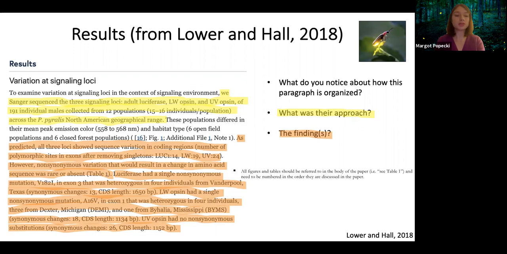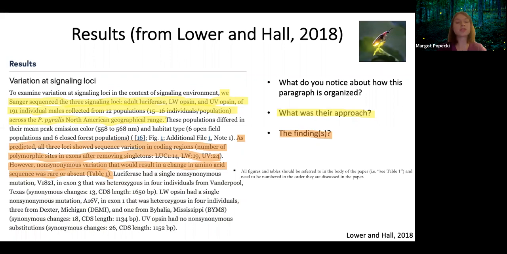But I'd like to point out to you how these findings are organized. If we go back a step, we can see here that these are more general findings. So the authors are starting out by describing broader patterns. As predicted, all three loci showed sequence variation in coding regions. They also say, however, non-synonymous variation that would result in a change in amino acid sequence was rare or absent. So again, they're showing these broad scale explanations. And you can see here that they're directing the reader to see the data in table 1.